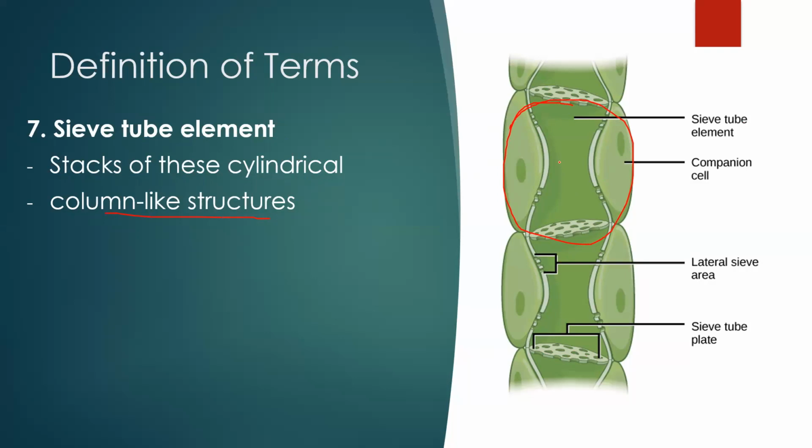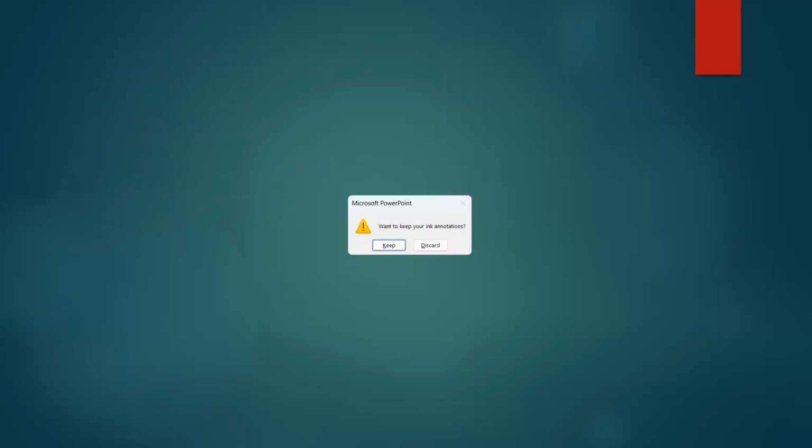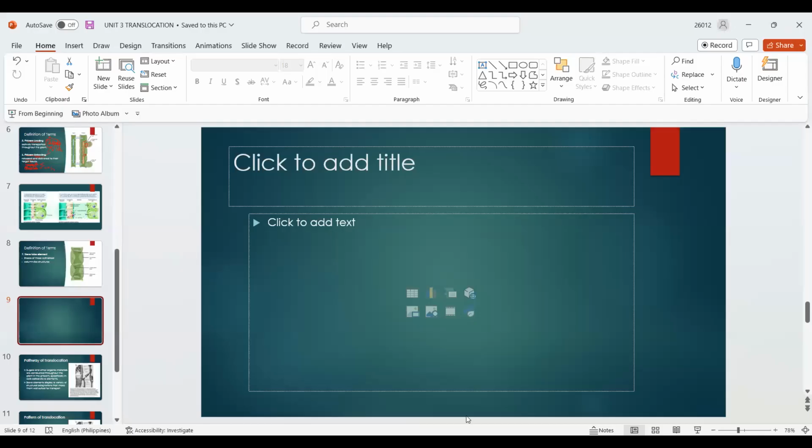Okay? Kapag sieve tube element, yun yung buong part wherein para siyang merong nodes. Ano? Para siyang merong nodes and this is the internode or a compartment. So the compartment part of a sieve tube plate is so-called a sieve tube element. Okay? If you have any questions, guys, please raise na lang sa ating GC. Ano? So, naintindihan na natin yung iba't ibang definitions ng ating plans.